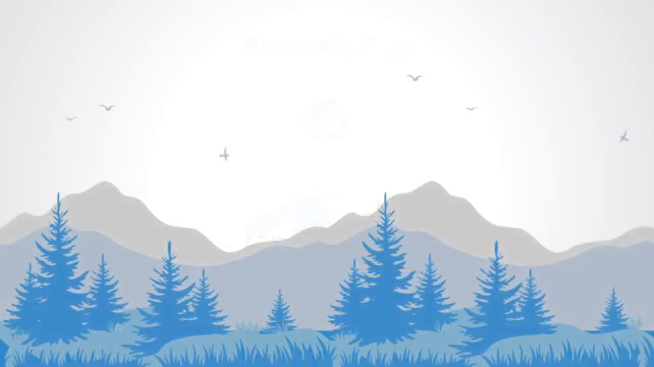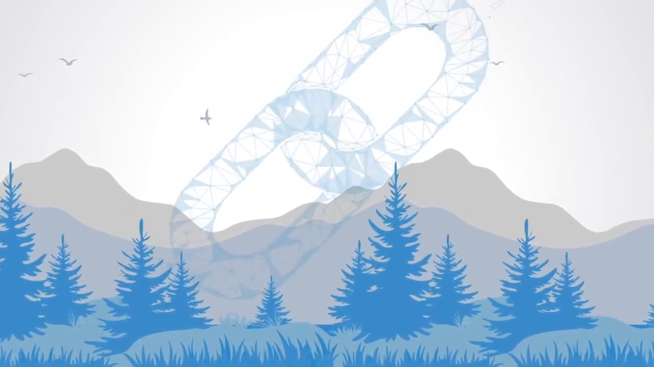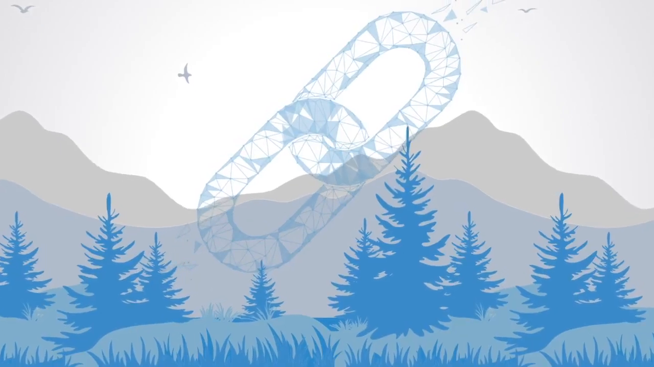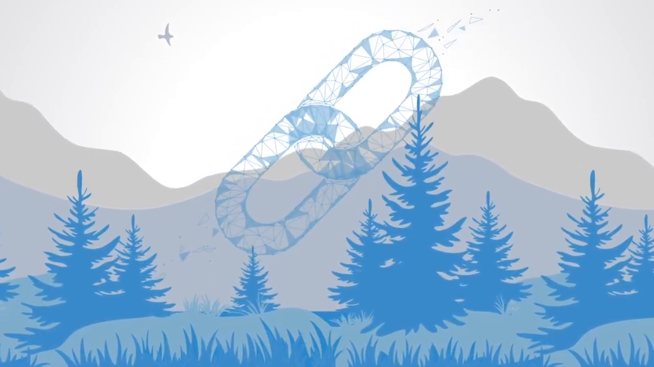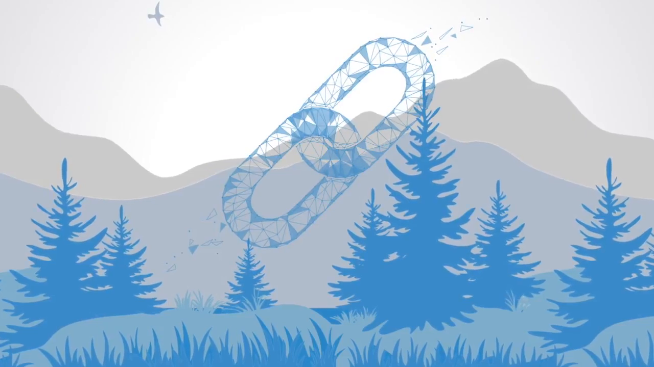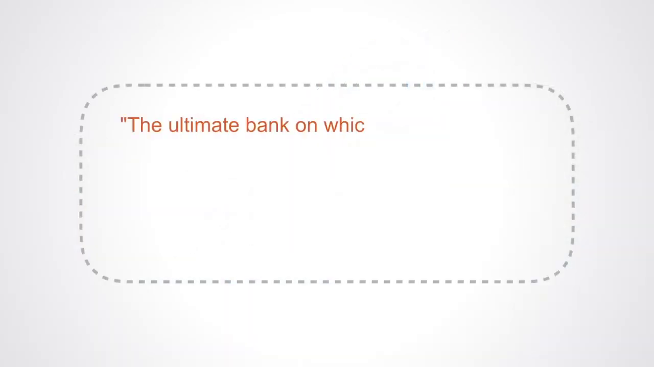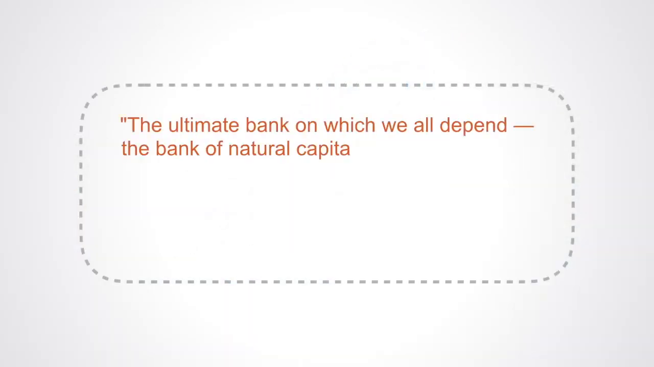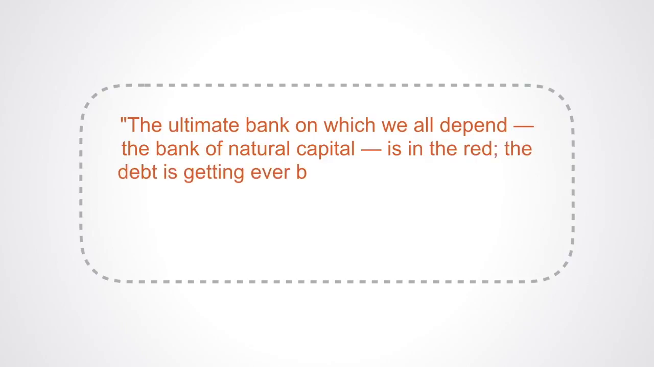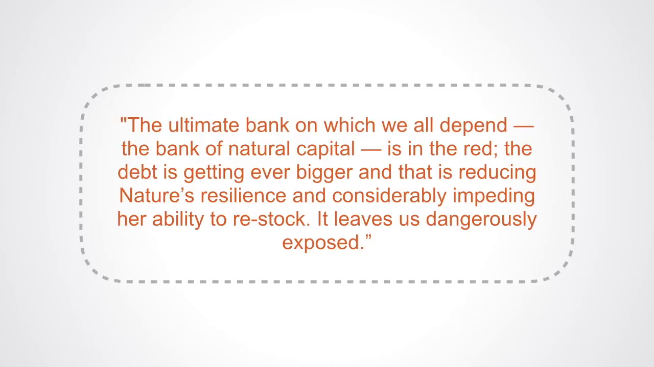The recognition and increasing quantification of ecosystem services, coupled with the development of a fully-fledged blockchain natural capital accounting system, could support a fundamental reorganizing of the incentive structures in our economy towards one that is systematically more sustainable. As Prince Charles noted, the ultimate bank on which we all depend, the Bank of Natural Capital, is in the red. The debt is getting ever bigger, and that's reducing nature's resilience and considerably impeding her ability to restock. It leaves us dangerously exposed.